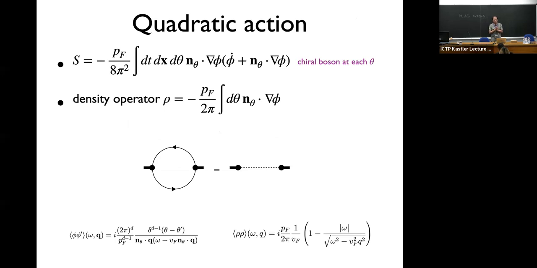Okay, so let's now write this action and expand it to quadratic order in phi. That's very simple, and we get a quadratic action, basically a chiral boson at each value of theta. The two-point function, which in the original theory of a free fermion is a one-loop graph, becomes in this effective theory a tree-level diagram with a propagator of phi, and the calculation can be done, and one can check that the two-point function is reproduced.